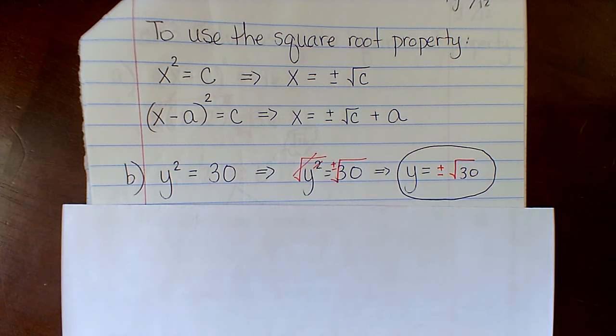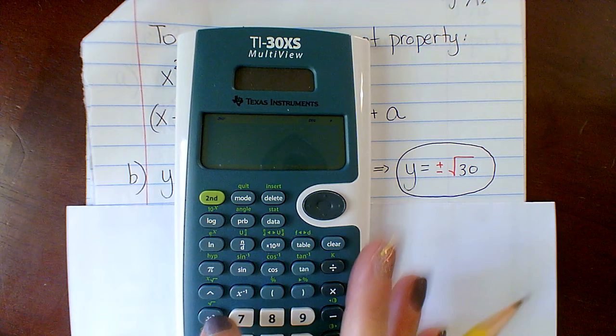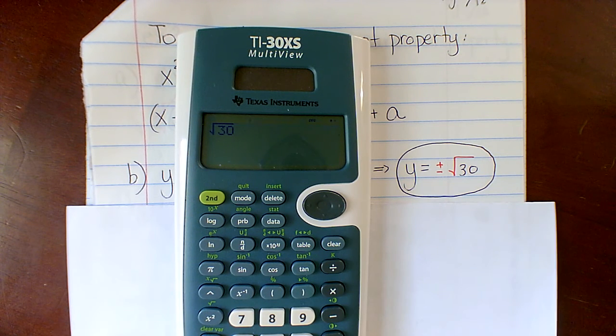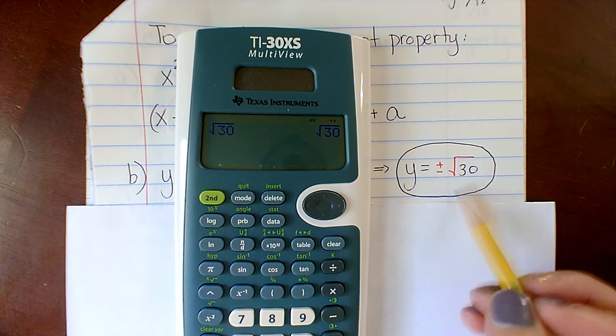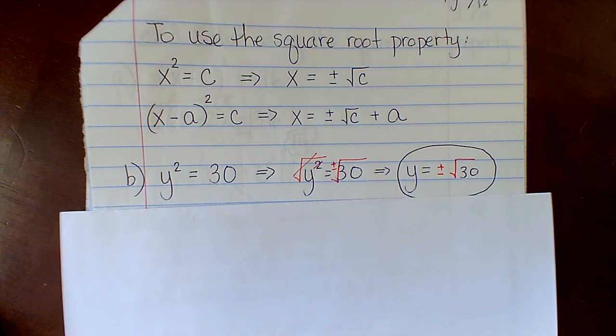If that simplifies, let me dig out my calculator real quick. If that square root of 30 were to simplify, you would need to simplify it. So how do I know it doesn't simplify? Well, grab the calculator, do the square root of 30. See, it doesn't simplify. There's no perfect square factors of 30. Don't write a decimal, because Hawks is not going to like that decimal. So use those exact answers.